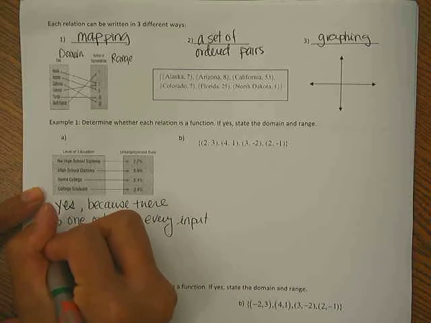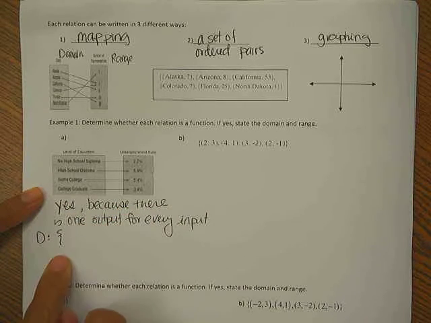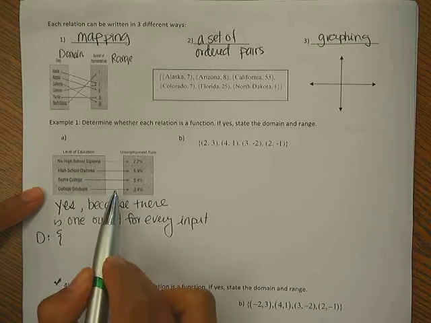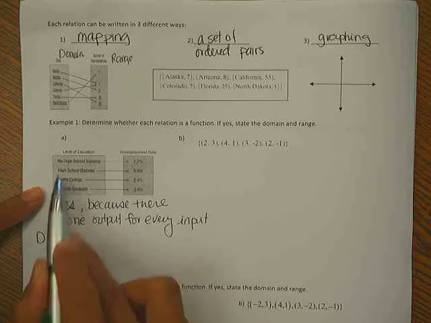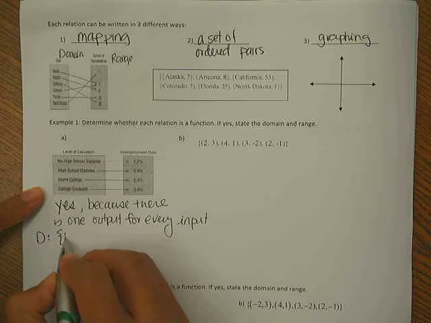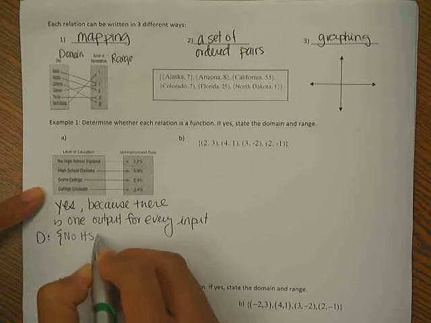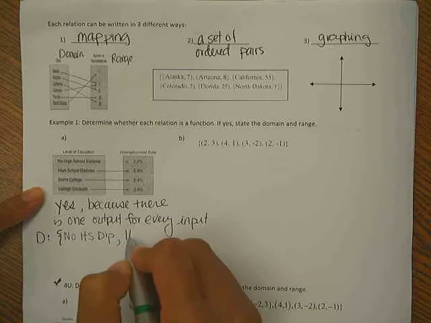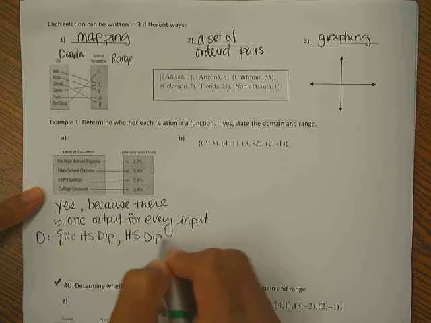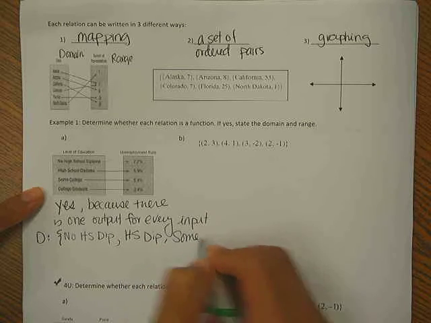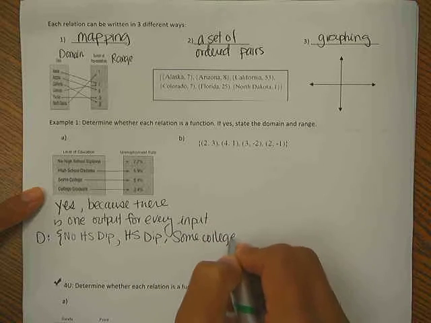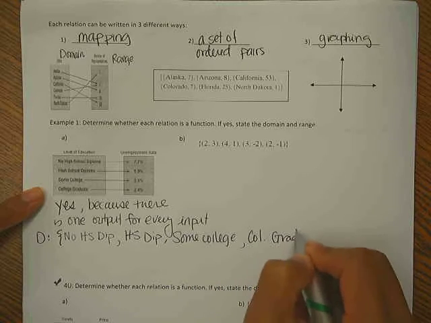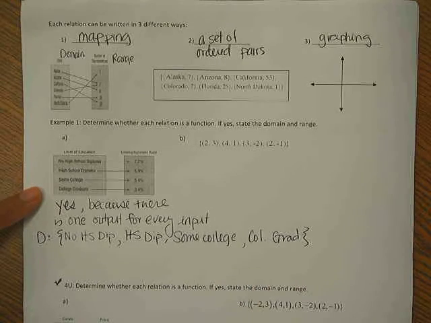So we're going to write D over here. You will need to use the bracket. The domain, it's all going to be, notice the arrows. The arrows over here, so we know this is going to be your domain. No high school diploma. I'm just going to abbreviate some of these. High school dip. Some college. And college grad. Close that up with a bracket.